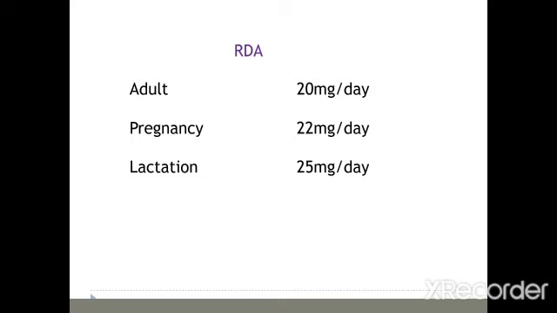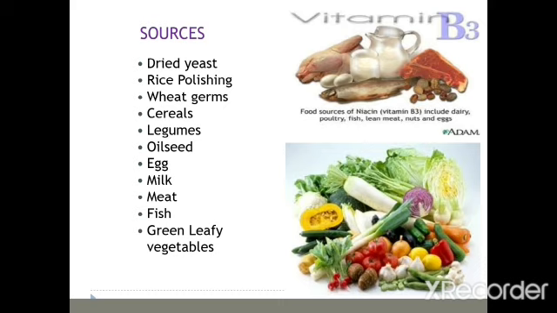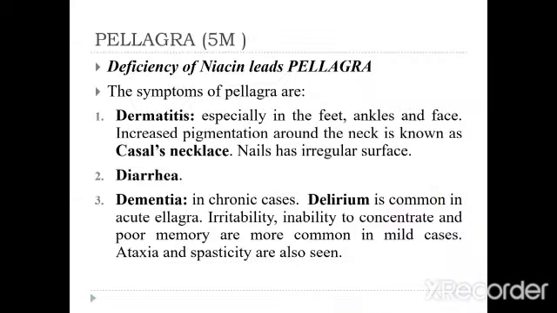Now coming to the recommended daily allowance of niacin, adults require about 20 milligrams per day. In pregnancy and lactation the requirement is increased. In pregnancy it is 22 milligrams per day and in lactation 25 milligrams per day. Then the sources include dried yeast, wheat germ, cereals, egg, milk and meat. These are all the sources of niacin. And you have to write about the deficiency manifestations also. Deficiency manifestation I will be discussing in the next question.